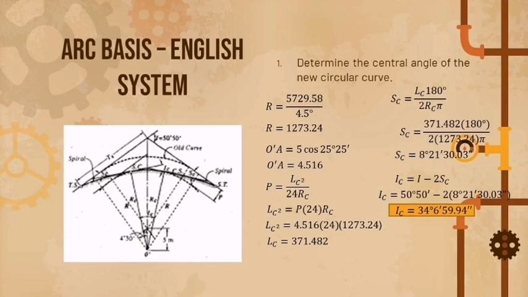For getting the OA, it is equal to 5 cos 25 degrees 25 minutes, and you will get the value of 4.516. And again, for getting the length of curve, P is equal to LC squared over 24 RC. We already have the value of P, and we are finding the value of LC. So we need to isolate LC in the formula: LC squared is equal to P times 24 RC. Put the values in the formula.